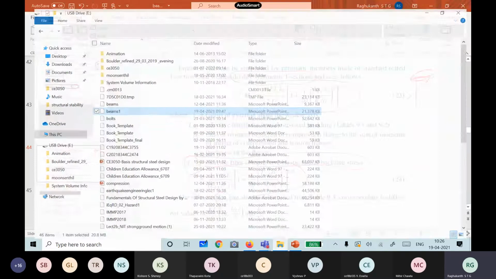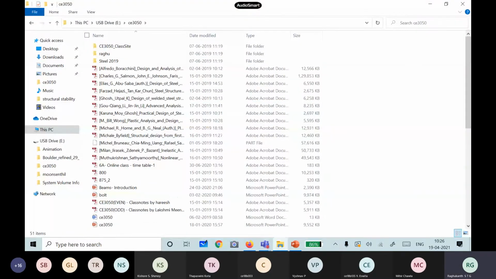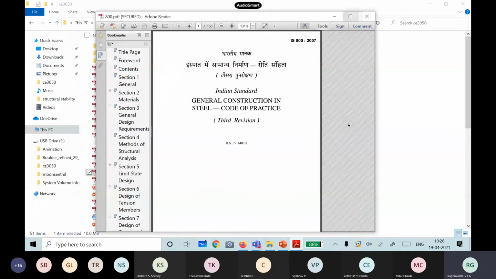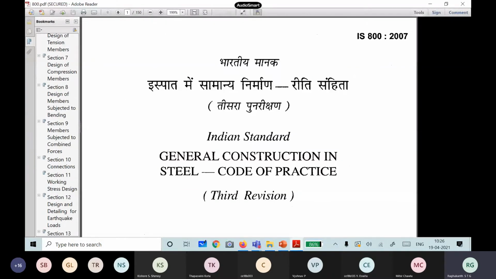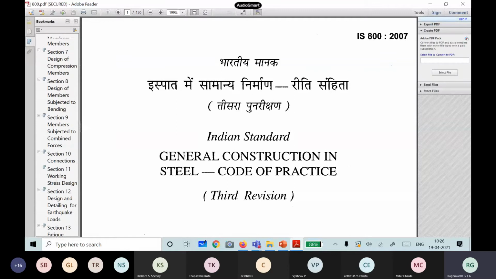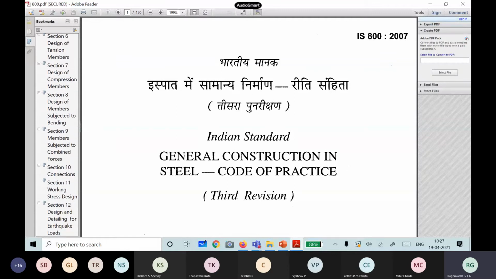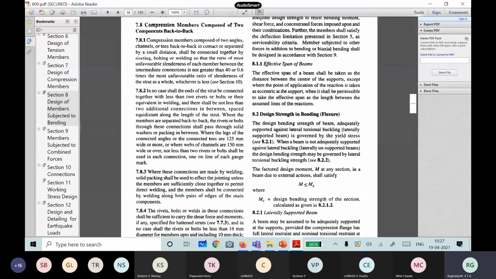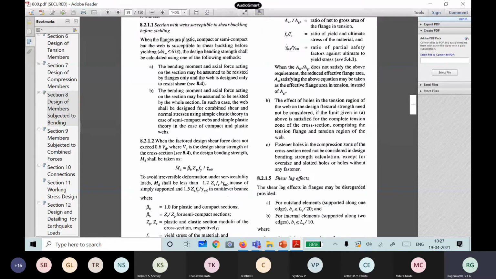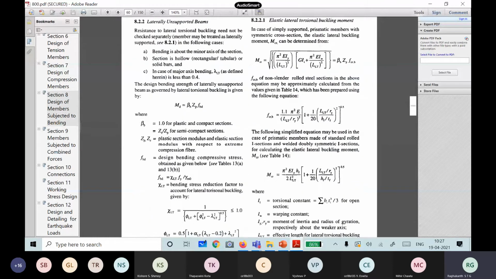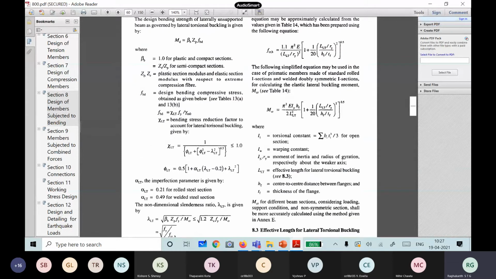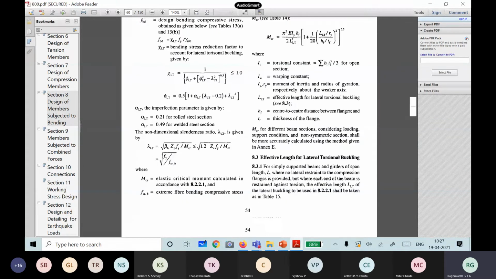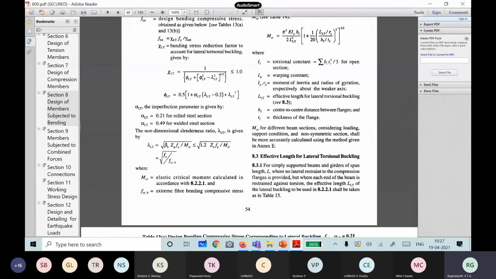If you see our IS 800, if you open IS 800, yes, this is IS 800. If you go to section 8, design of members subjected to bending, the code gives the design bending stress. Now this is the critical buckling stress, whatever the code gives. The code gives formulas for FCRB and MCR also. Now you can use these formulas and calculate the critical bending stress.